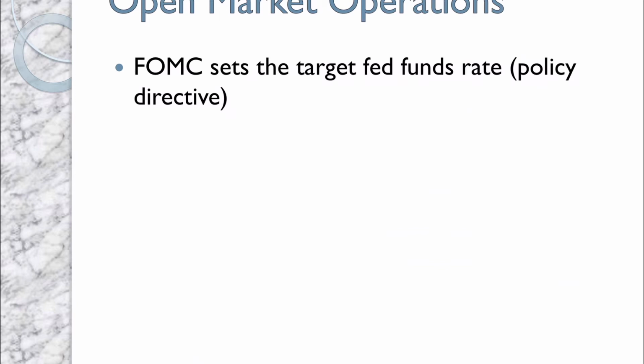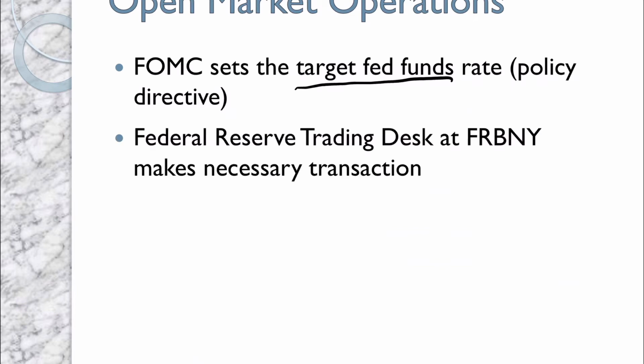Now, let's discuss how they actually do this. The Federal Open Market Committee sets the target federal funds rate. This is called a policy directive. So they will set a target federal funds rate. What do they want that rate charged by banks trading excess reserves with one another to be? What interest rate do they want this federal funds rate to be? Then the Federal Reserve Trading Desk at the Federal Reserve Bank of New York will make the necessary transactions to influence what that target federal funds rate actually is. How do they do this?